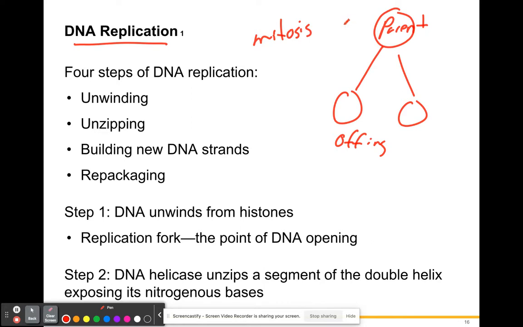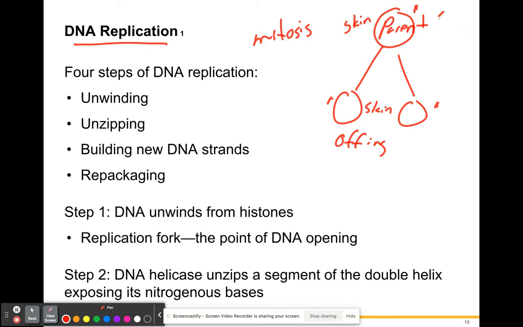So if this was a skin cell, and this skin cell divided and made two new skin cells, we want these skin cells to be identical to this skin cell. We don't want these to be mutated in any way. We don't want them to be liver cells. We want them to stay skin cells. So we have to make exact copies of our cells. How do you make an exact copy?